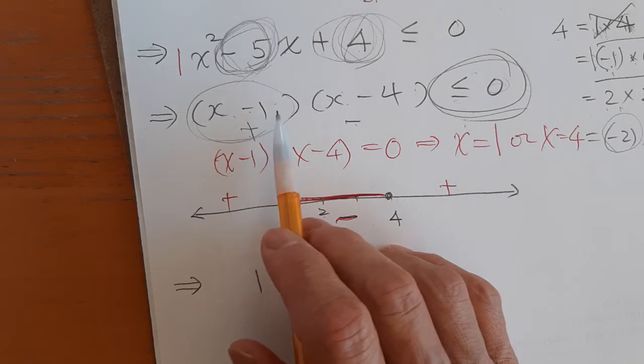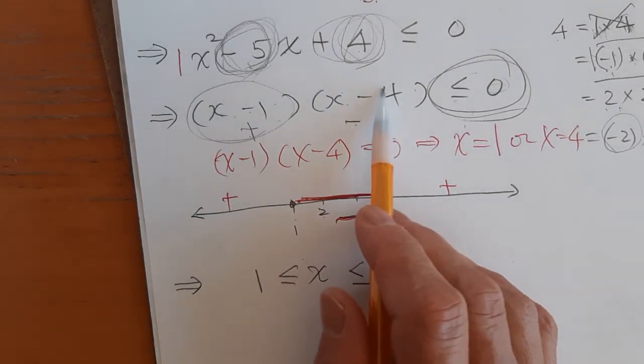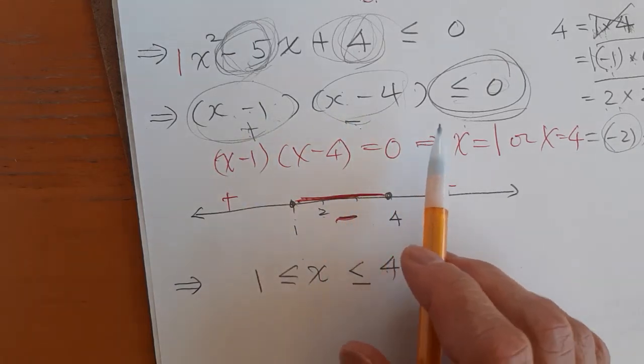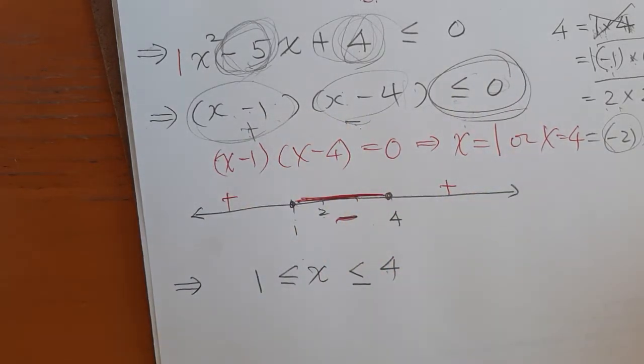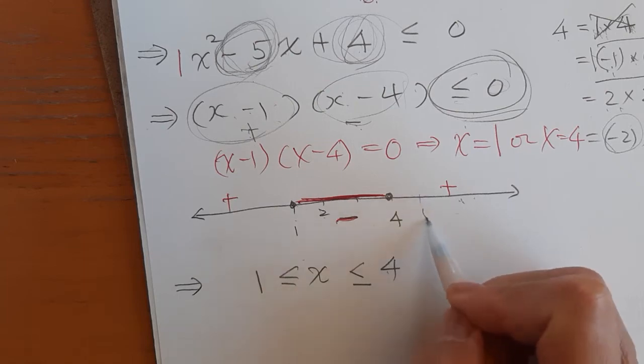For a number greater than 1, minus 1 is positive. And because it is less than 4, minus 4 is negative. Positive times negative is a negative, which is less than 0. So this is the middle interval. On this side, like 5, you plug it in.